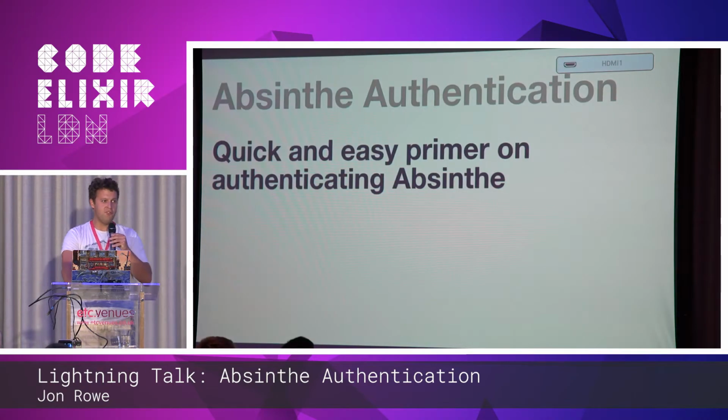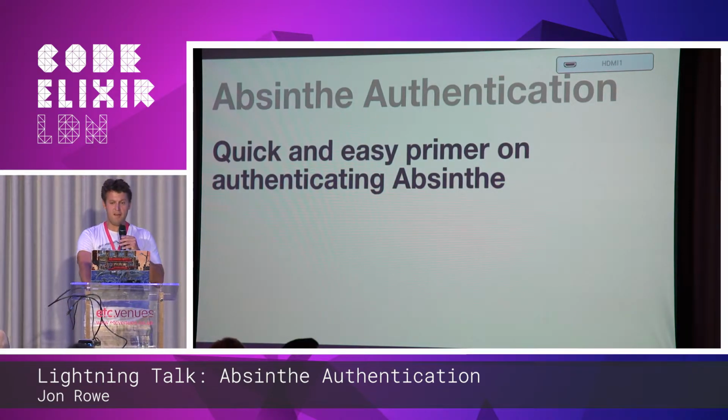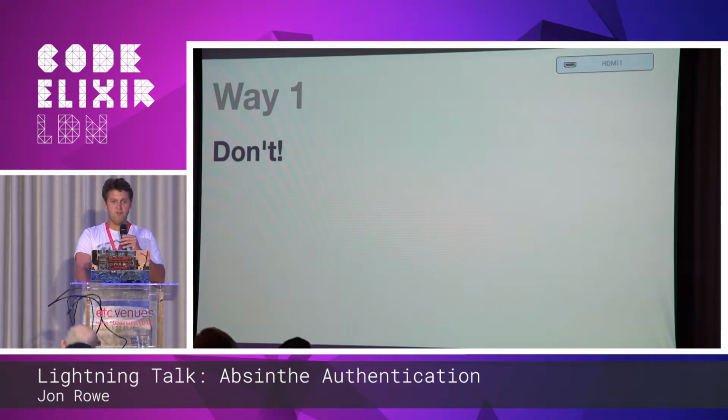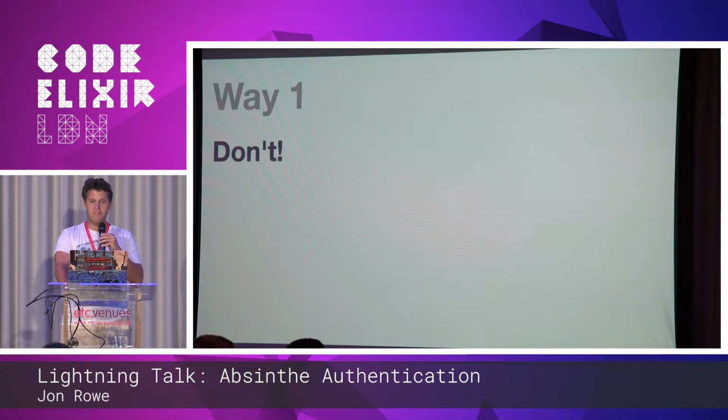One of the questions was, how do you do authentication in Absinthe? So I thought I'd do a quick and easy primer on how to authenticate in Absinthe. The first way is don't. Do it like you would normally do it inside Phoenix, and that way you can have your normal status codes, everything else, because GraphQL doesn't have a transport, so it doesn't really have the concept of status codes.